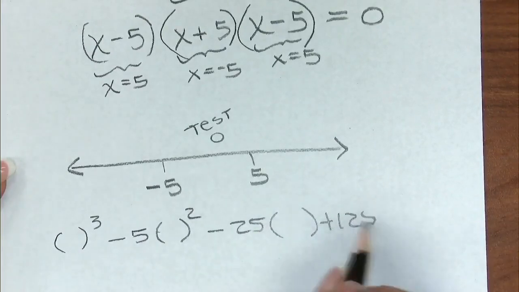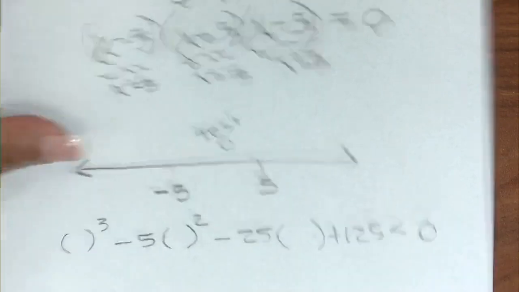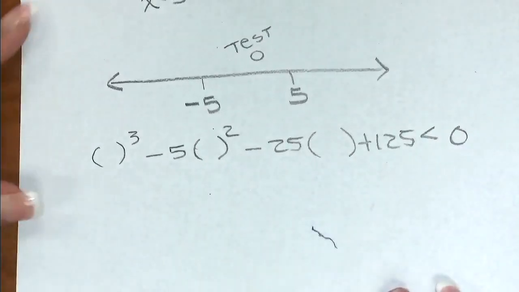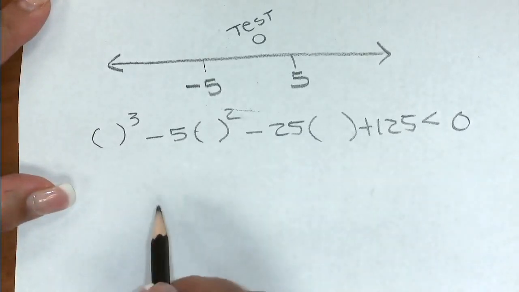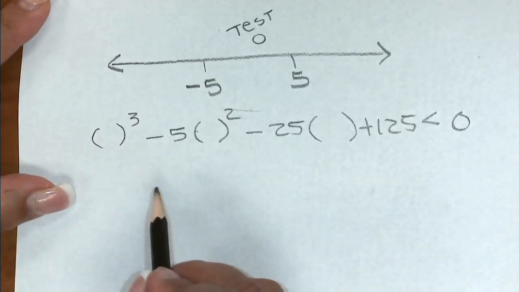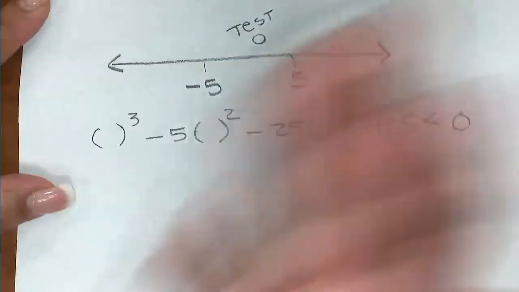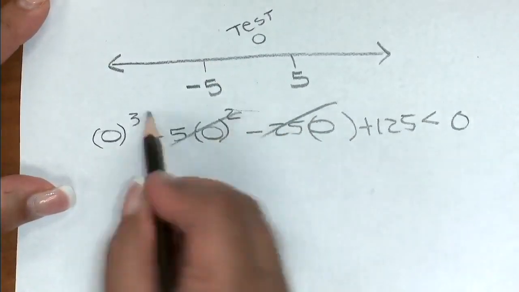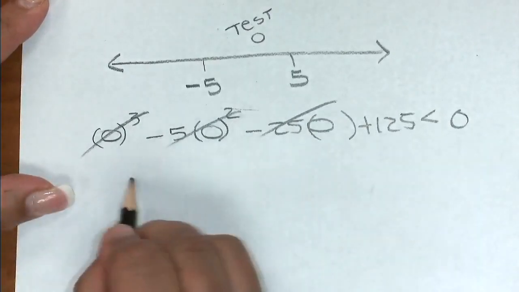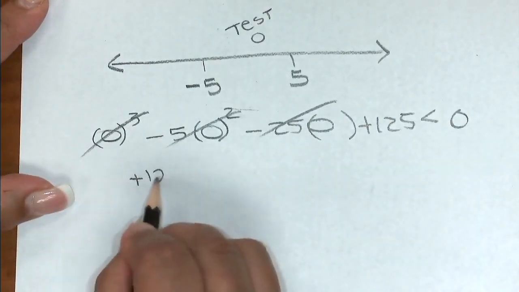But I would like you to at least show me this right here. I don't care so much if you copy this whole thing, but this next step, I would like you to show me so that I could see that you know what you're doing. You're going to put a 0 here, here, and here. Now I realize that makes all of those go away. That leaves you with +125.